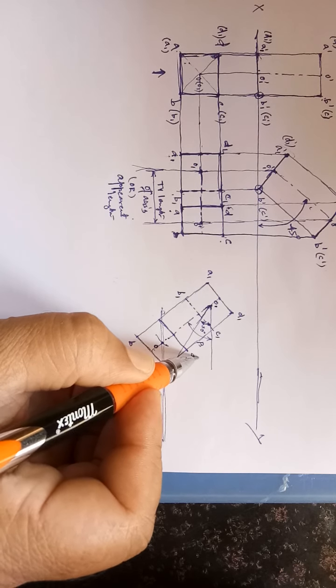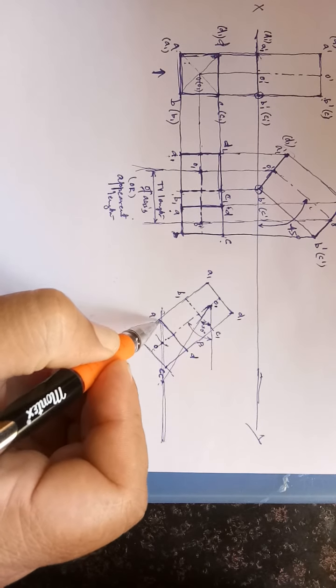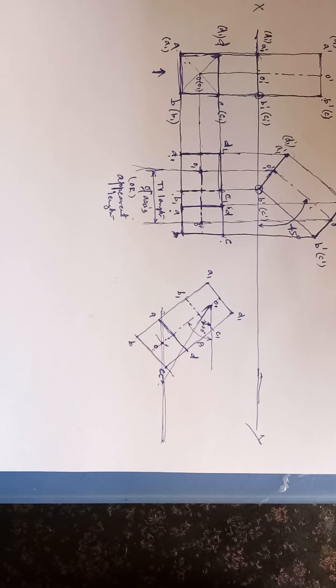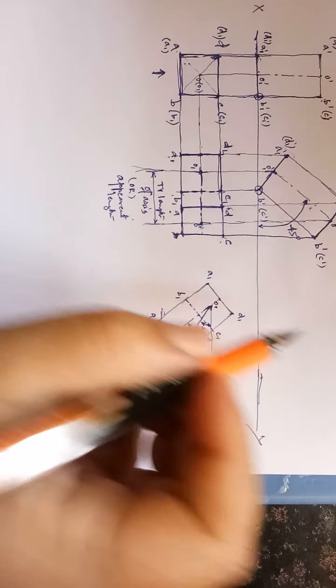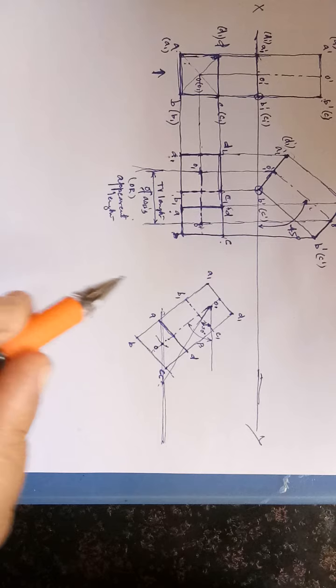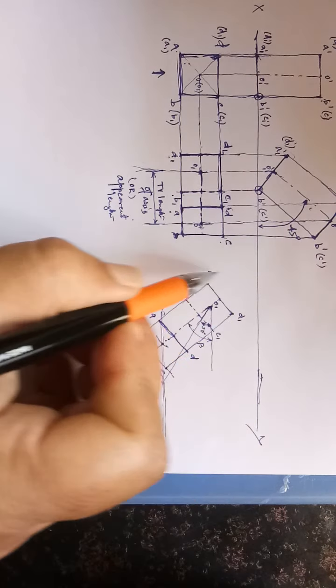So this is D and this is A. You should be very careful while naming the corners. If you name the corners wrongly, you will get the view wrong. Okay, so now you have to project the front view. We'll project one by one. We'll first project the base.